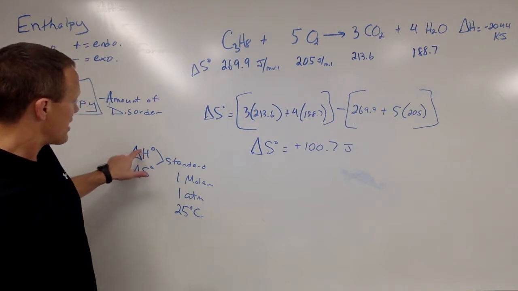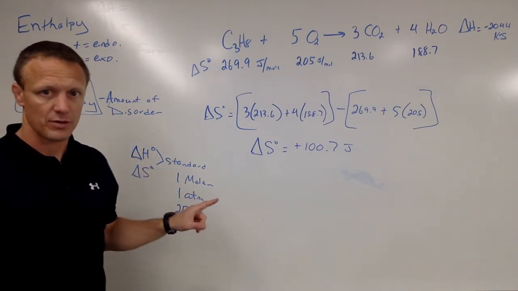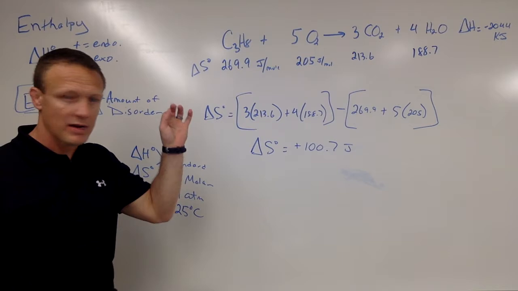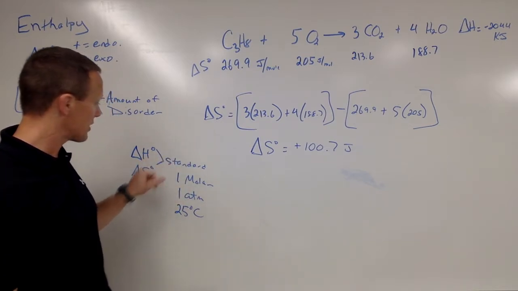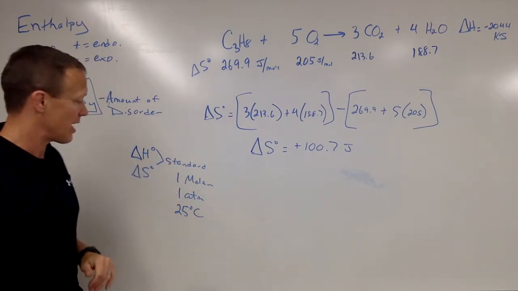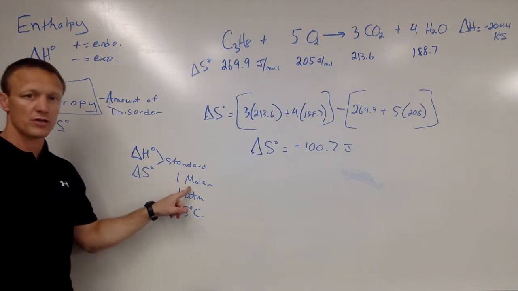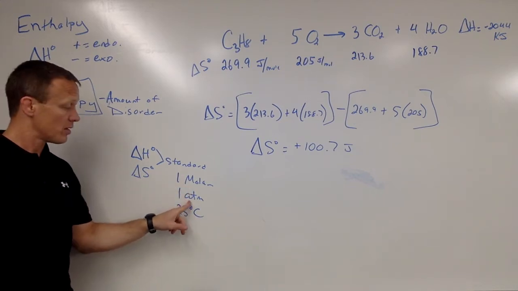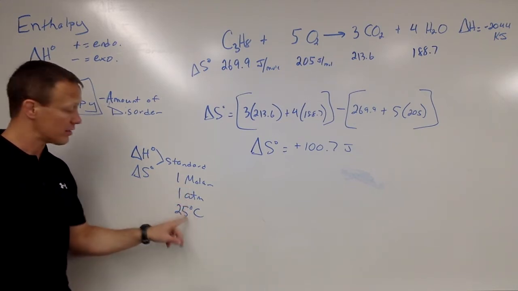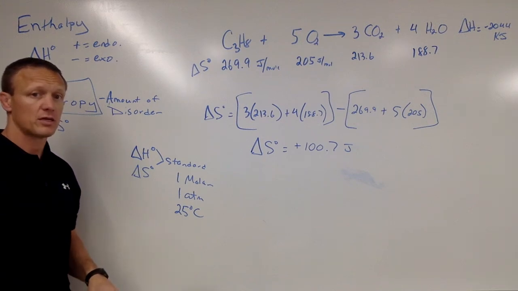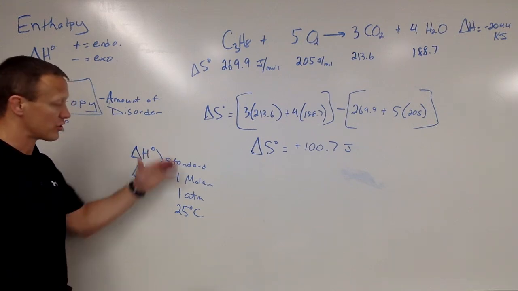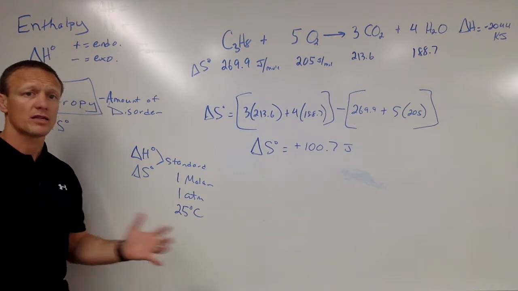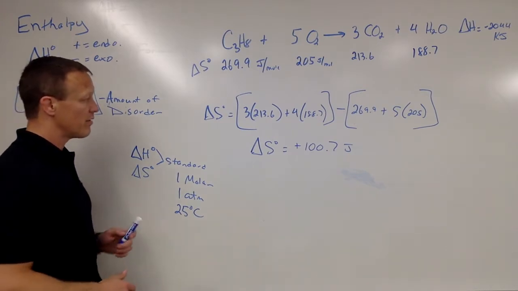One of the things you'll see, delta H standard, delta S standard. The little knot next to that, a little zero, delta H naught, delta S naught. That little standard sign means we are in 1 molar concentrations if we're doing something aqueous, 1 atmosphere of pressure if we're dealing with gases, 25 degrees Celsius. Okay, so if you see something at standard conditions, that's what they're saying. If it's non-standard, there's some other ways to figure things out, but that's the standard conditions.